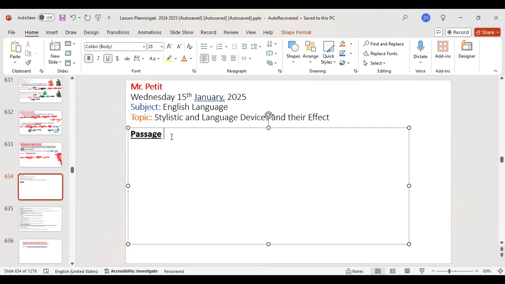Please don't let us read that passage. Why not?